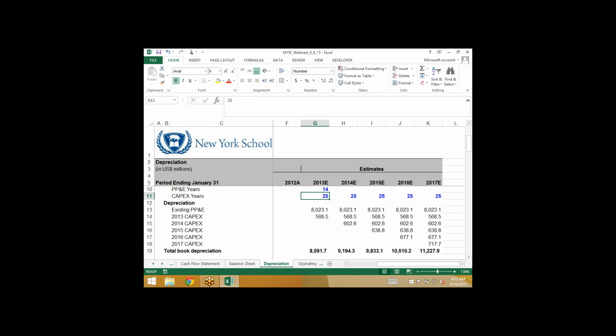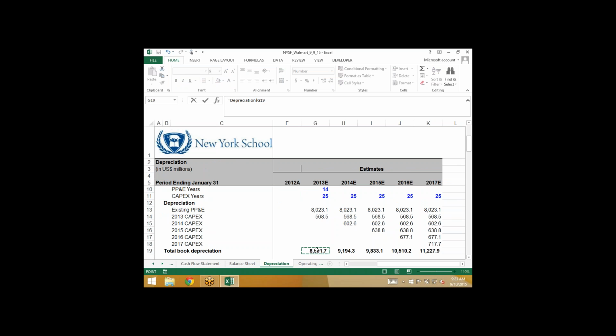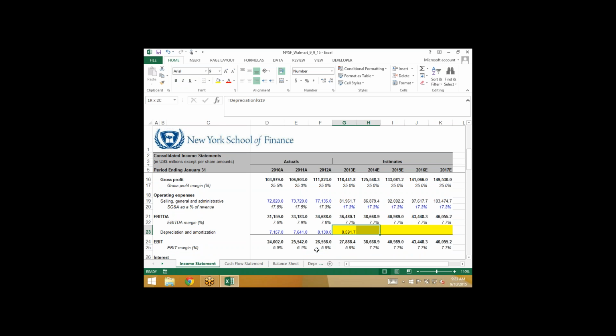So now that we have straight line depreciation, we can link this into our model. Remember we drew out yesterday in terms of the steps. We can link straight line depreciation into our income statement and into our cash flow statement. So depreciation and amortization is straight line here. We're going to link this in from our depreciation schedule, equals G23 equals G19 in the depreciation schedule. Copy that to the right.